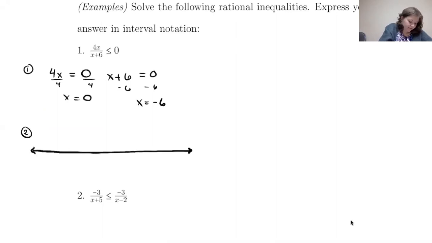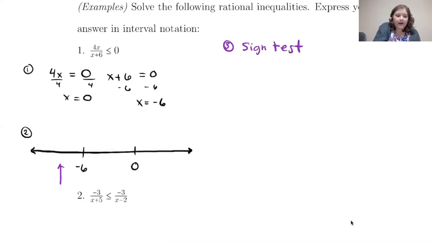And so we'll have -6 first and 0 second, because -6 is less than 0. So you can see we have 3 intervals to work with. We've split up our number line into 3 different parts. And so we will pick a number from each part and do the sign test. So that is step 3, the sign test.